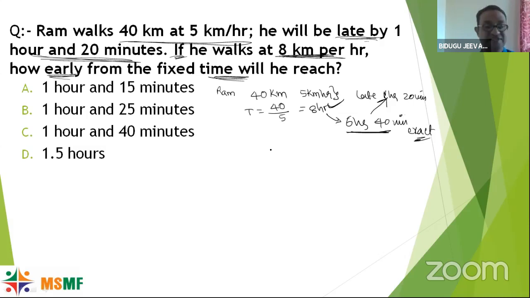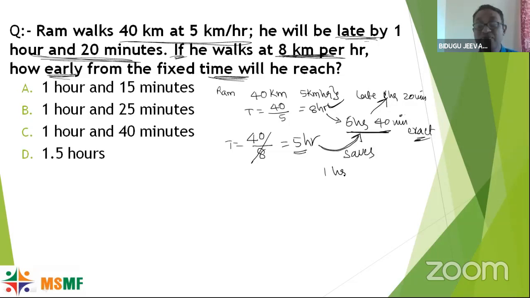Fine. If the speed is 8 kilometers per hour, suppose the distance is 40, he should go for 5 hours only. The actual exact time is 6 hours 40 minutes. What is the early time here? How much time is he saving? He saves 1 hour 40 minutes here. Following my point? Yes, absolutely, this is right. Satya, Manoj, this is right. Thank you, excellent, very nice.